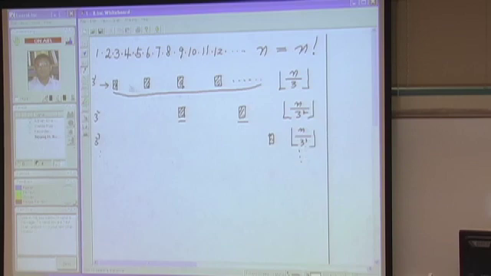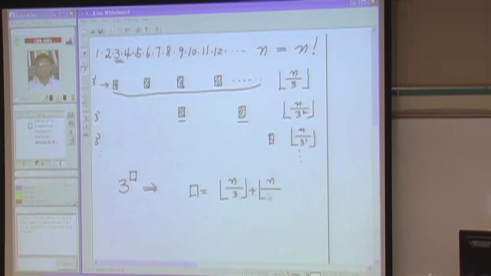So eventually, to get the factor 3, we need to add all these numbers, because 3 happens twice, 3 happens 3 times, 4 times, and so on. So for each 3, when you want to calculate the exponent, this exponent equals n over 3, n over 3 squared, n over 3 cubed, all the way.